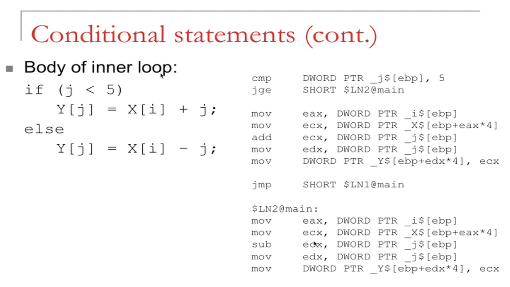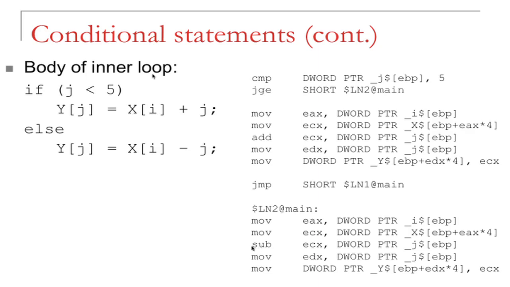Exactly, that's double word. We use the default pointer to say that we're going to take an integer, which is 32-bit. The next instruction is going to subtract. This is the variable J, the address of variable J. So we're going to subtract the value of J from ECX. This is to do this subtraction operation.